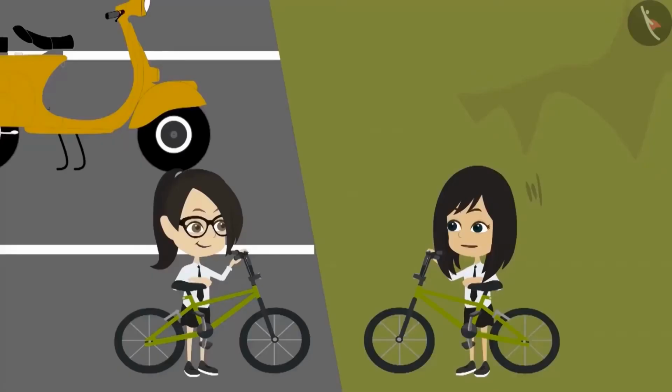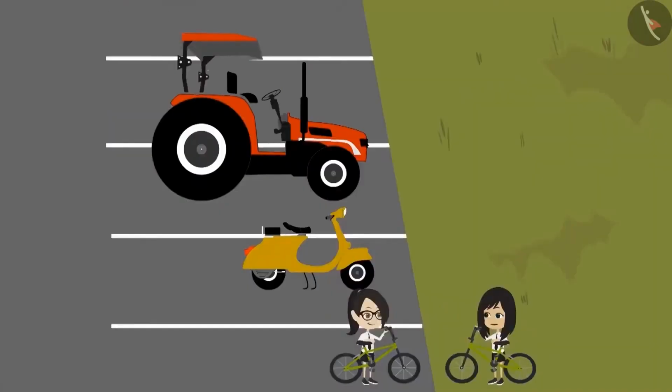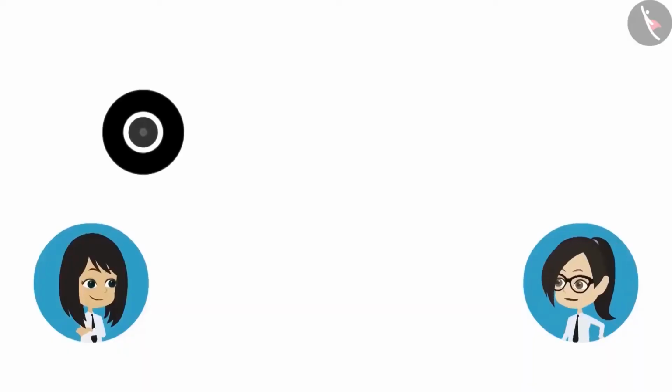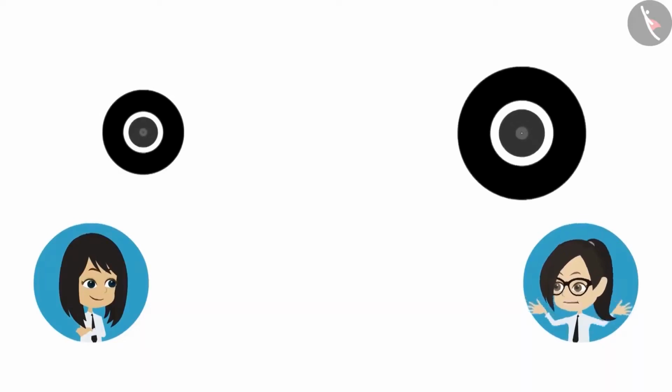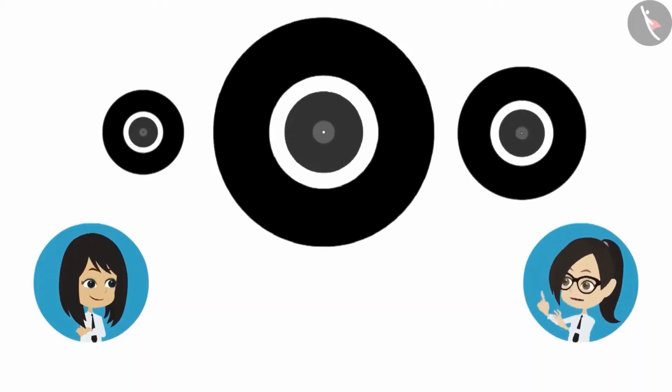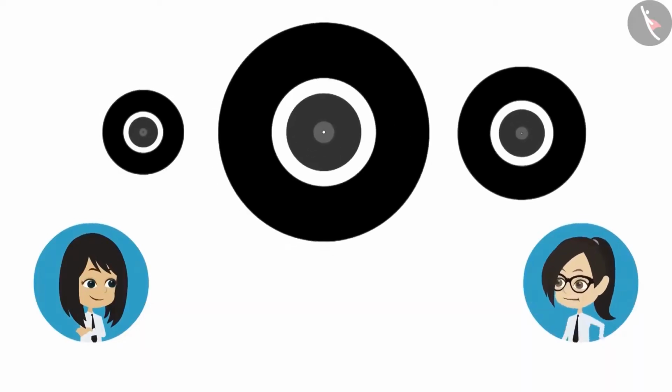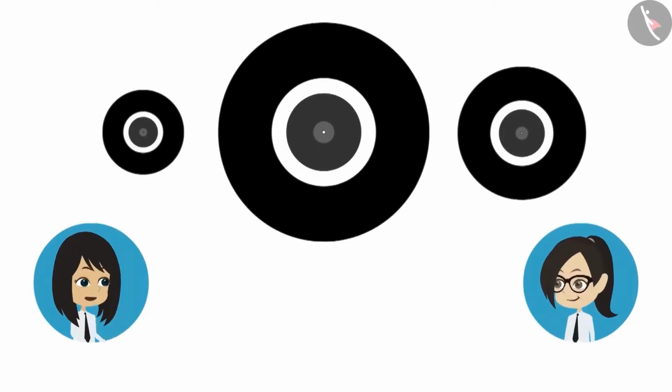Yes. Now that we have measured the wheels of the bicycle, why not measure the rest of the wheels as well? Yes, let's measure all the wheels. Here is the wheel of the scooter. This is the front wheel of the tractor. And this is the tractor's rear wheel. Now let's find the center for all. Here is the center for all wheels. Now measure the distance from the center to the point on the boundary.